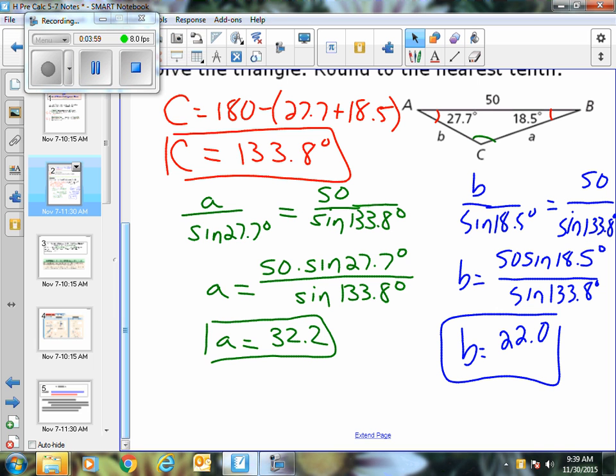Angle A is the next biggest angle, 27.7. It's across from 32.2. Fantastic. And then little b is 22. It's the smallest side. So that works out great. Okay, so that's what we did before. That's two angles and a side.